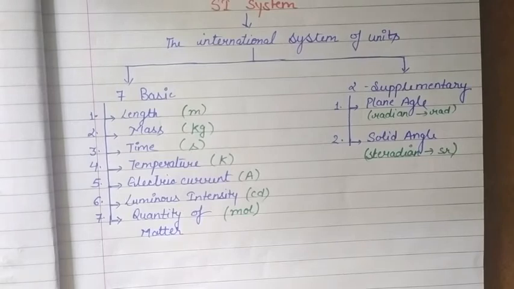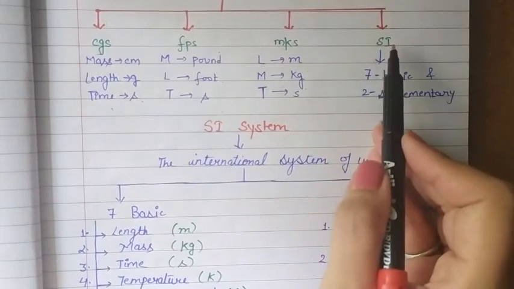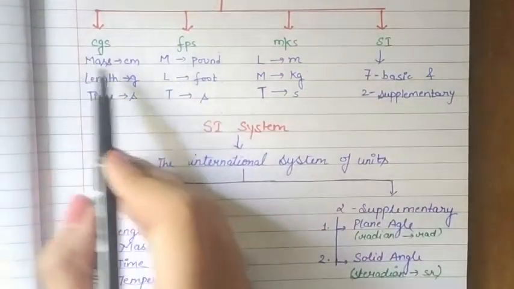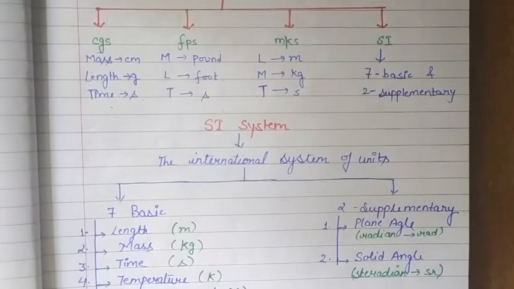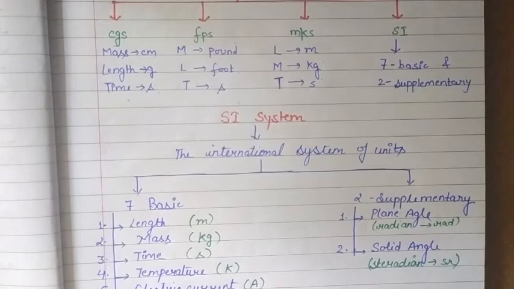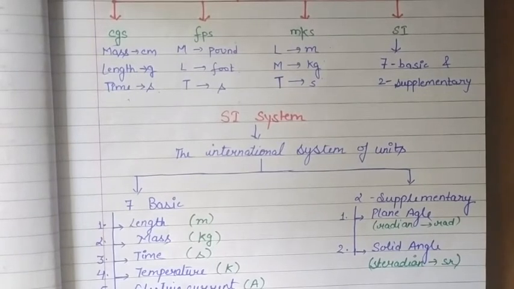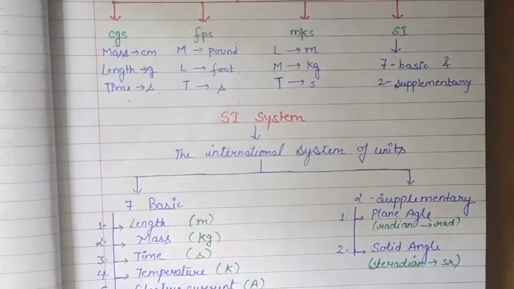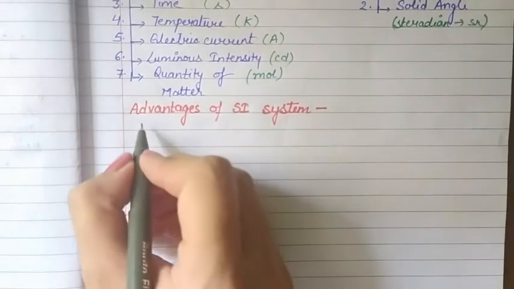Okay, so we had 4 systems: CGS, FPS, MKS and SI system, and among these four systems, the most used or the commonly used system is the SI system. So the question is, why are we using SI system the most, or what are the advantages of SI system over other systems of units. Okay, so now we are going to discuss the advantages of SI system as compared to the other systems of units. So the advantages of SI system are as follows.